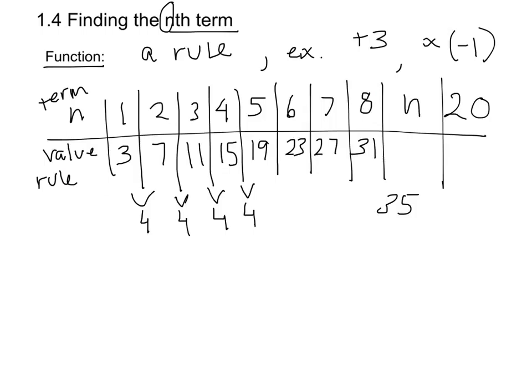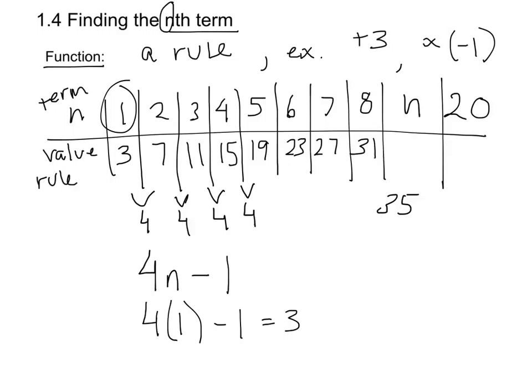We know that there are 4 between every term, so we probably have to multiply 4 by n every time. But it's not quite that simple. We know that the first term is 3, so that means that we have to do something else too. So see, if we subtract 1, then it works. See, if we have n as 1, then we can plug n in here, and that'll be 4 times 1 minus 1, and that equals 3. So that works for the first one.